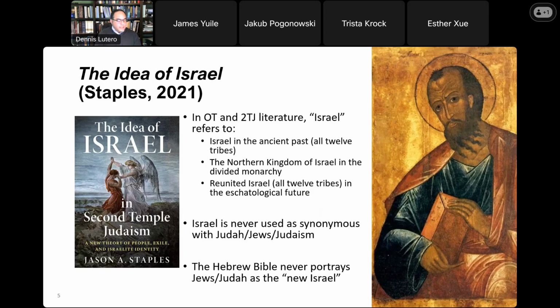With this understanding in place, one question that presents itself is, if Jews is not used during this period as synonymous with Israel, how are non-Jewish Israelites accounted for in the literature? I ask you to keep this question in mind as we turn our discussion to circumcision.